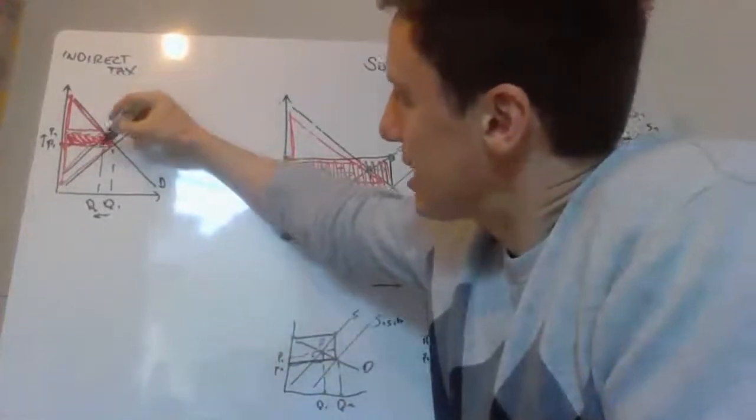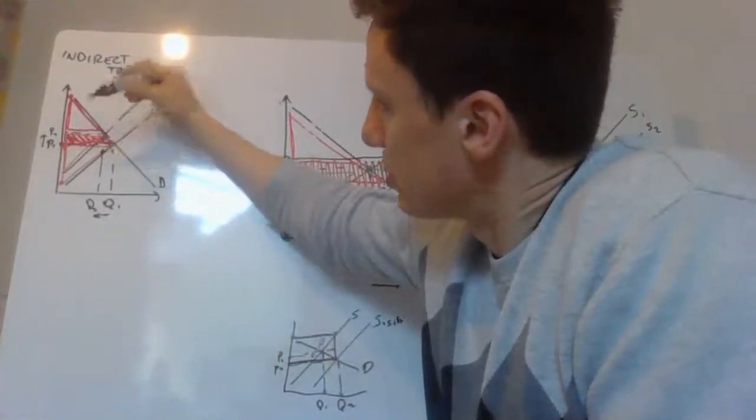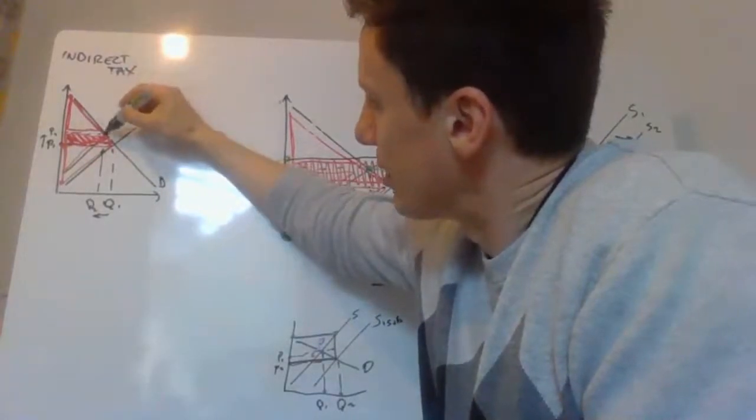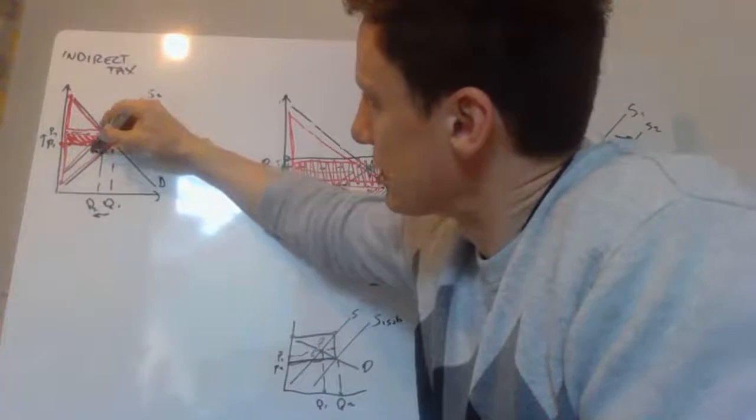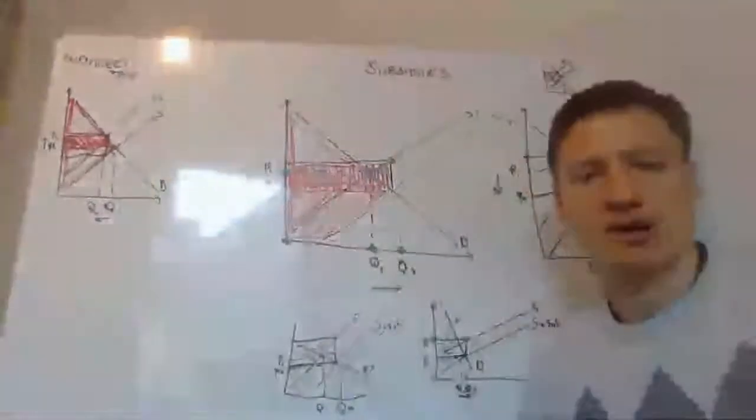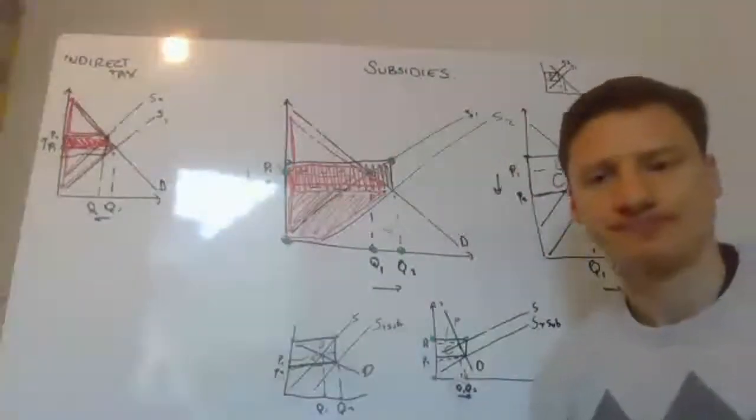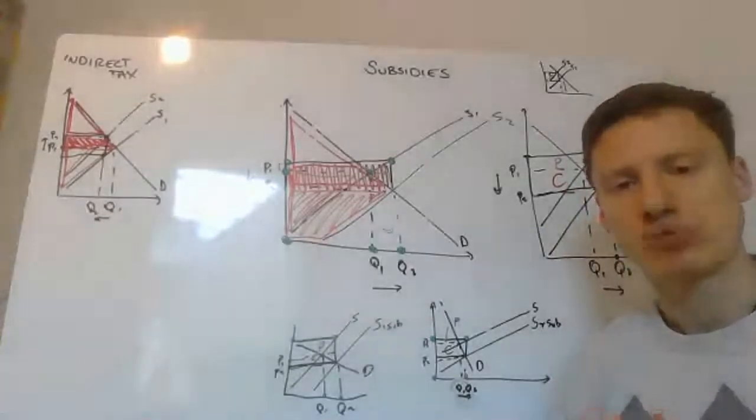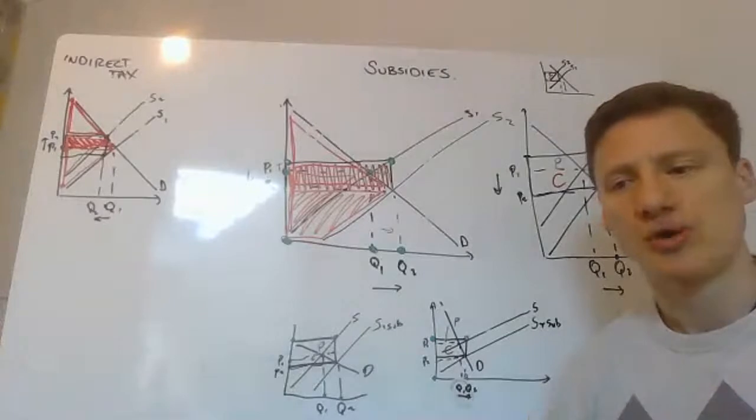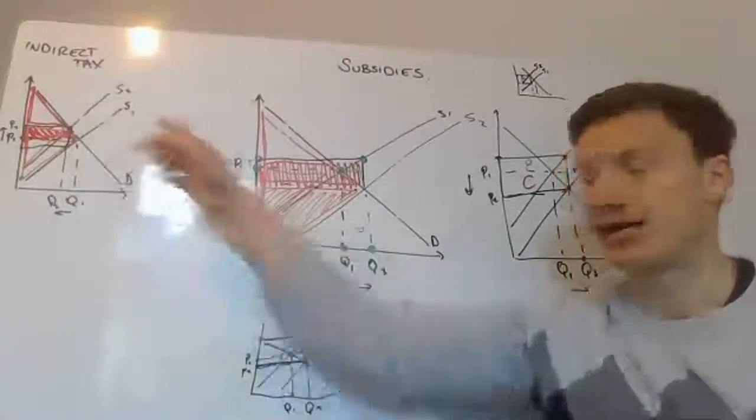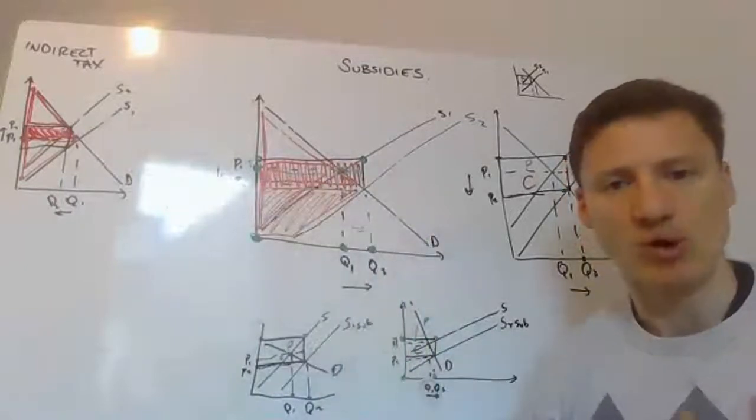Where's the government tax? We read up from Q2 to the new supply curve, downwards to the old supply curve, and it's that tax box there. So now you have indirect tax diagrams and subsidy diagrams. You both have the analysis of consumer surplus and producer surplus. You also have a good understanding of how to identify tax revenue or government spending boxes.